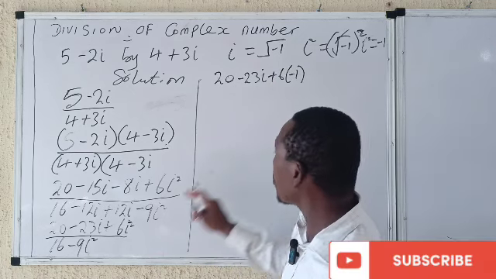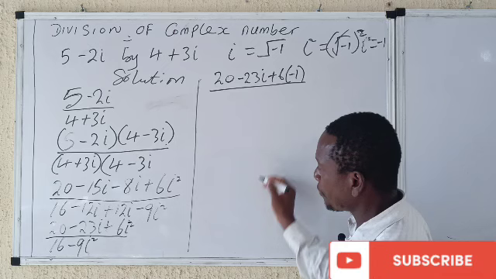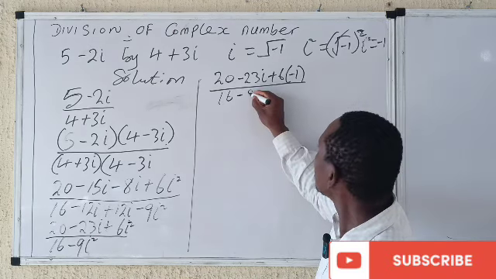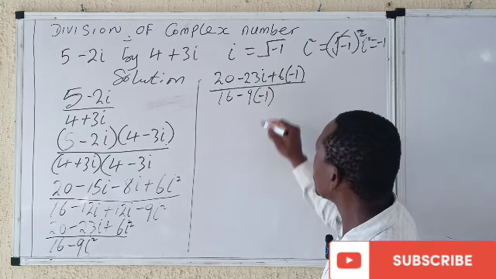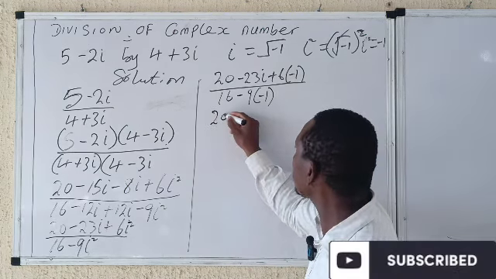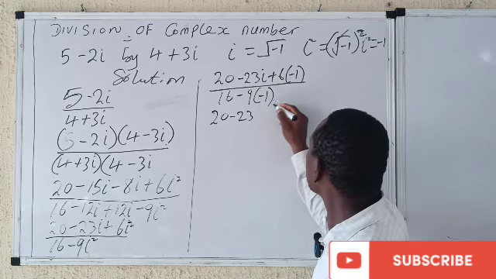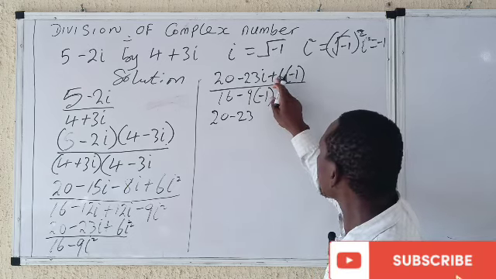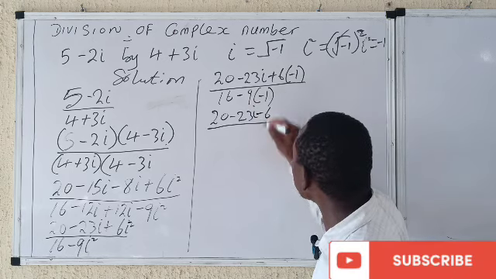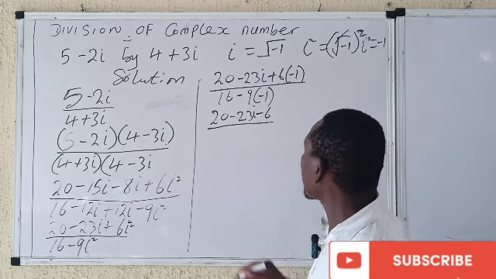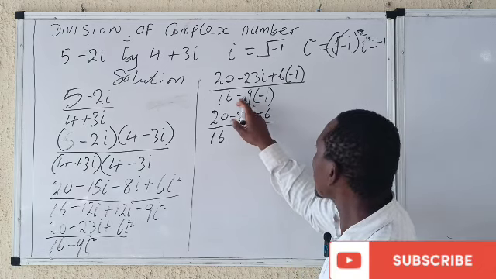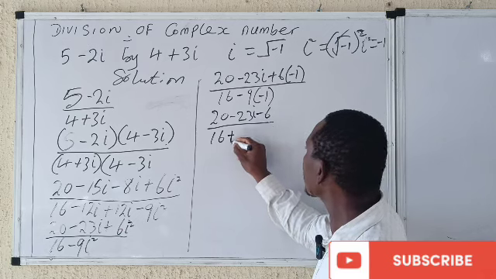So the i squared is now negative 1. All over, do the same: 16 minus 9 times negative 1. Right? So just continue your normal simplification. 20 minus 23i. Now, minus 1 times plus 6, you now have minus 6, all over. Remember, here we have i here. Please don't forget that. Now, here we have 16 minus 1 times minus 9. You now have plus 9.